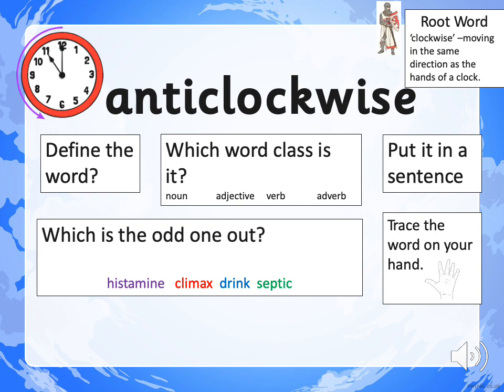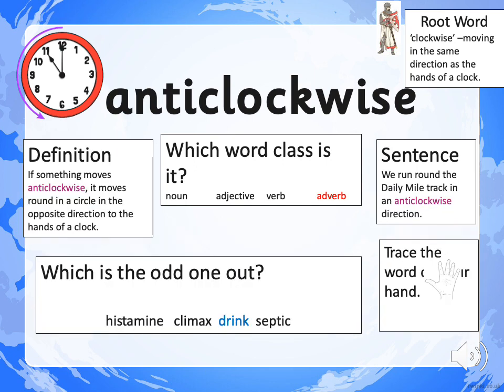Now, see if you can define the word, put it in a sentence, find the word class, odd one out from these words, histamine, climax, drink, septic, which is the odd word out. Trace it on your hand. Join me on the next screen. Definition of anti-clockwise. If something moves anti-clockwise, it moves round in a circle in the opposite direction to the hands of a clock. It's an adverb because it's telling us the direction. The sentence I chose was, we run round the Daily Mile track in an anti-clockwise direction.